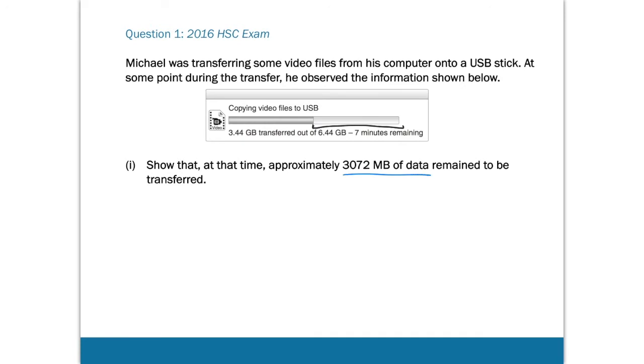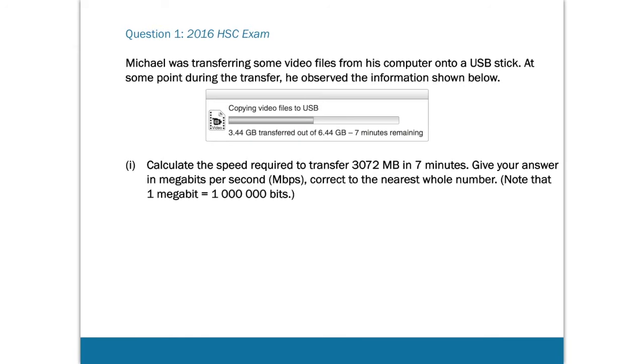So first we're going to find out how much data is here. To find that out, we just go 6.44 minus 3.44. So here's 6.44 and there's 3.44. You have to find out how much data is there. So approximately that would be 3 gigabytes, but it wants the answer in megabytes. So if we convert this to megabytes, we have to times that by 1,024, and we get 3,072 megabytes.